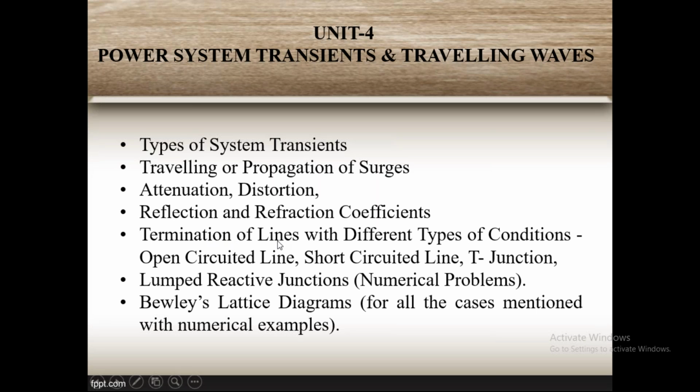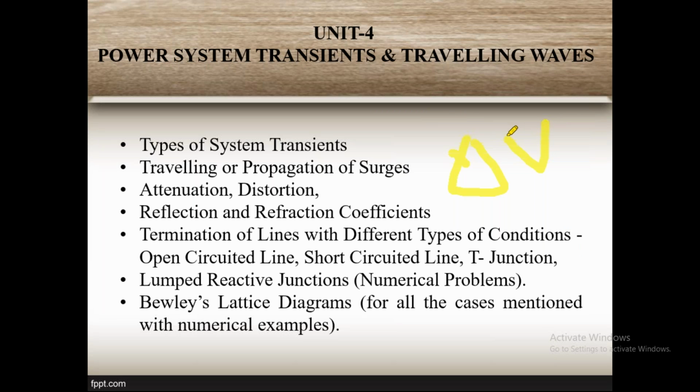Next, termination of lines under different types of conditions. Suppose one of the conductors fails; we have to replace it, that is, terminate it. So while terminating the conductor, what conditions do you have to face? Suppose it is a delta connection, right? In the delta, if one of the phases is damaged, you have to remove it. Then it will make an open-circuited line, right?